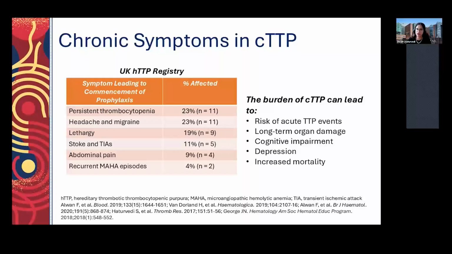Now, in addition to these acute episodes, patients with congenital TTP also report a large number of chronic and more subtle symptoms. These include things like persistent thrombocytopenia, unexplained headaches and migraines, which occur both in about a fourth of individuals, as well as lethargy and fatigue. A large number, at least 11%, have stroke and transient ischemic attack. Abdominal pain and then recurrent episodes of microangiopathic hemolysis are common. So this burden of TTP includes acute TTP episodes, but also more chronic symptoms, as well as cognitive impairment, depression, and also increased mortality that I'll just show you.